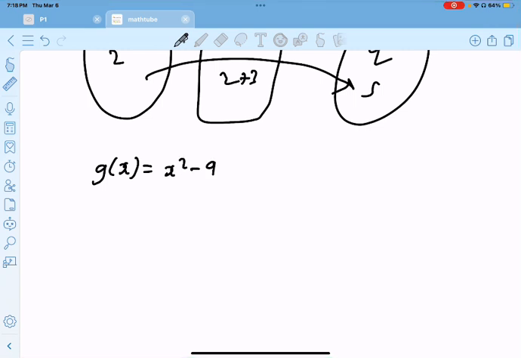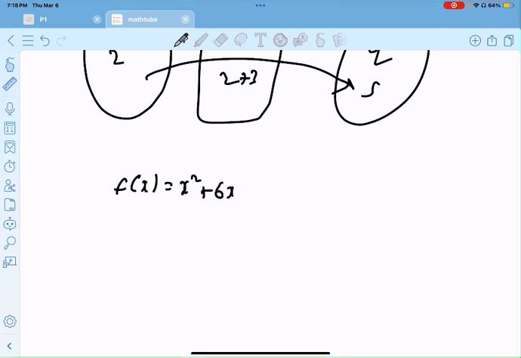Now, first of all, what is, let's take a more complex one, okay? Because we have to move on time. f(x) is equal to x squared plus 6x minus 5. Now, how do we find, what do we find with these values, okay?